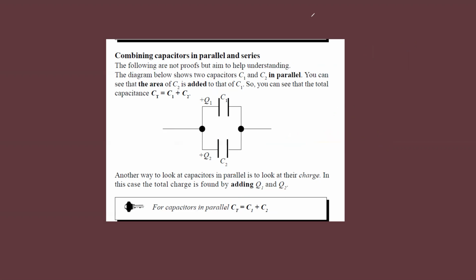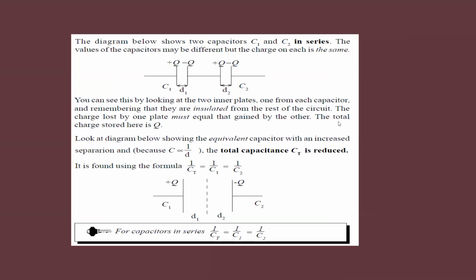But if they are in series, as you can see, what happens? If this stores a charge of plus 5, this will be minus 5, then the other will also be plus 5, minus 5. So the charge stored in series will be the same. The total charge in each capacitor will be the same. If this stores 10 coulombs total, this will be 10 coulombs.